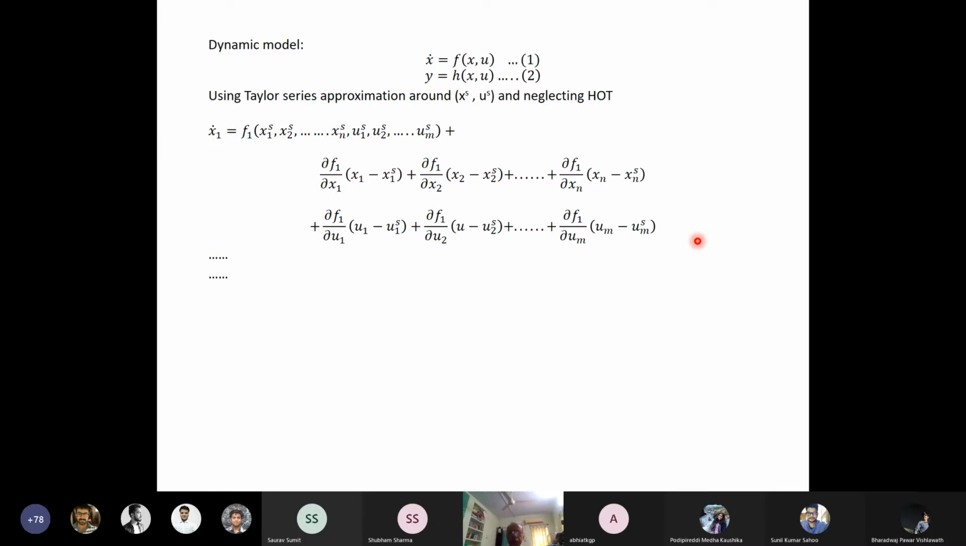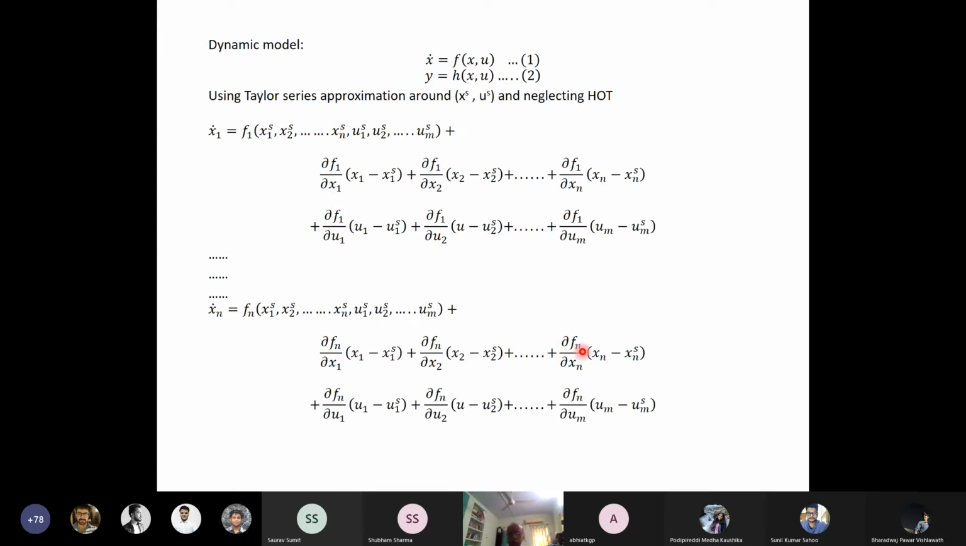This sort of equation I will go on writing for x1 dot, x2 dot to xn dot. In a similar fashion, I will write the equation for xn dot. Here only the f1 will be replaced by fn. All other terms will remain more or less the same, and I will get the xn dot equation.